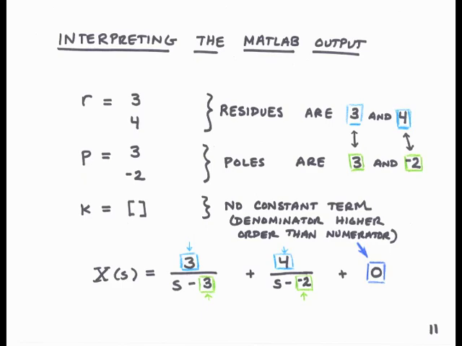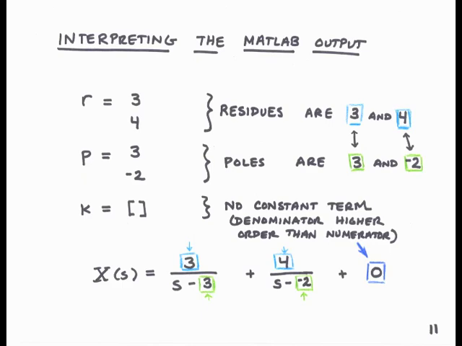So MATLAB has now performed the partial fraction expansion, but we need to interpret its output. It returned the variables r is the array [3 4], p is the array [3 -2], and k is the empty set. What this means is that the residues of X of s after partial fraction expansion are 3 and 4. The poles are 3 and minus 2, and there is no constant term that needs to be included in the partial fraction expansion.